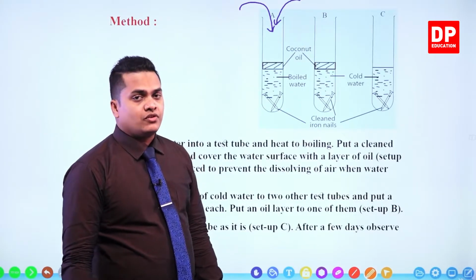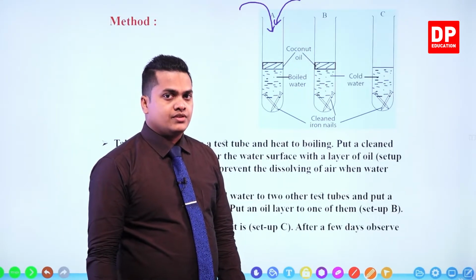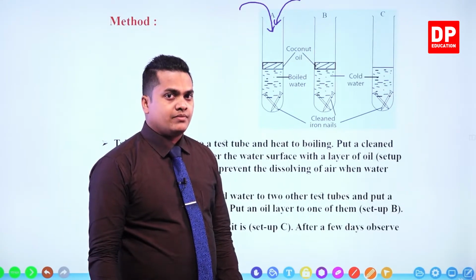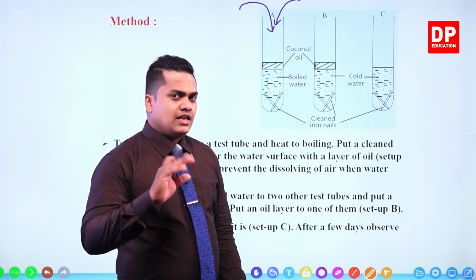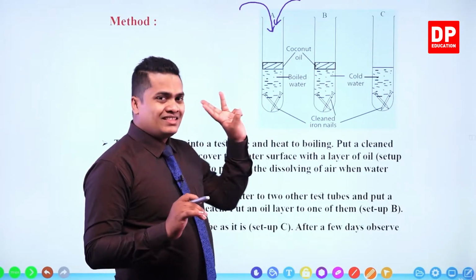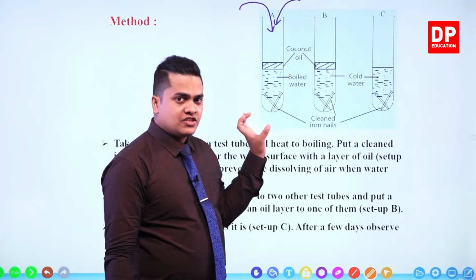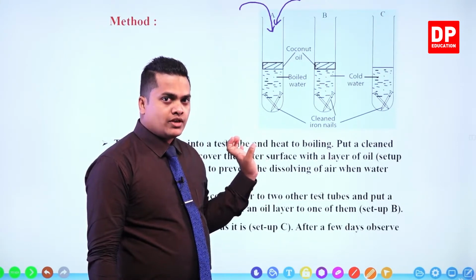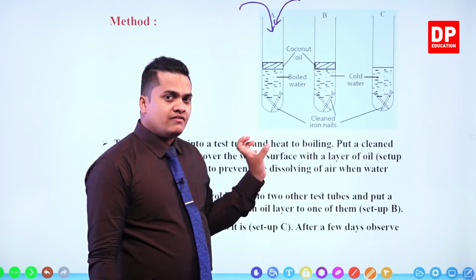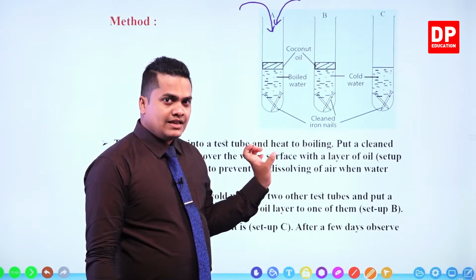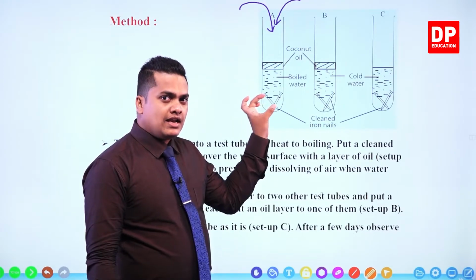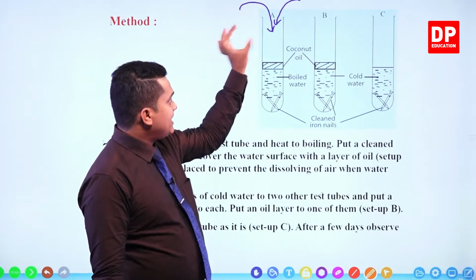So you have to leave it for a few days and observe what's going to happen with the setup. So once again I'll explain. You will be needing three boiling tubes. Take the first one, add some water, boil the water very well, add clean iron nails, add a layer of coconut oil, name it as A.